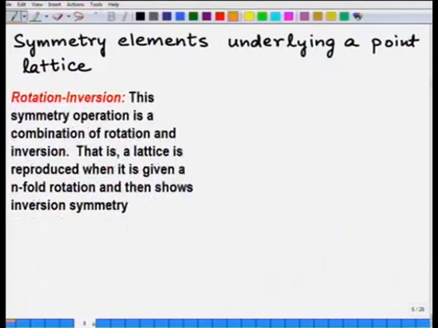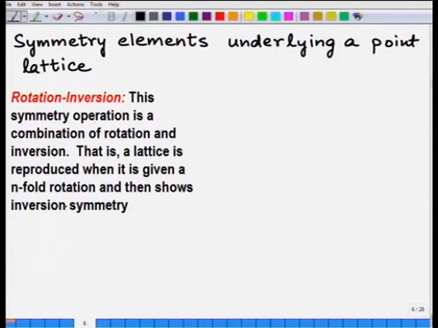Okay. Rotation inversion follows the same idea. Essentially, it is a combination of rotation and inversion symmetry. If you give an n-fold rotation about the rotation axis, it may not match at this stage, but if there is also inversion symmetry, then when you invert, you may be able to generate the lattice.